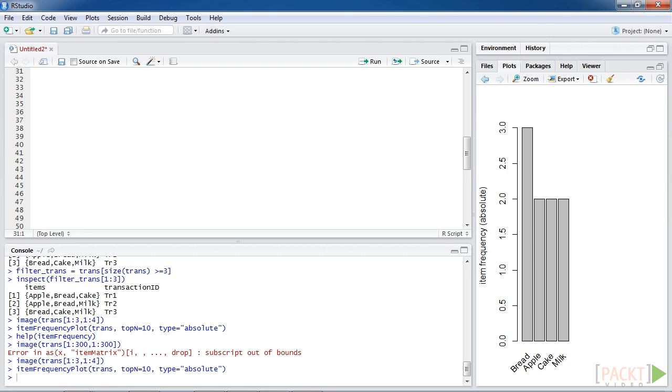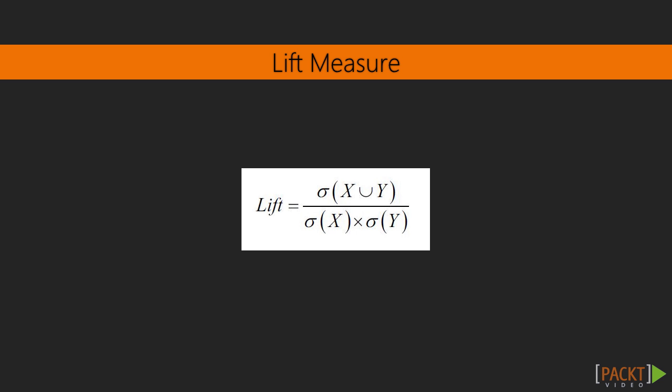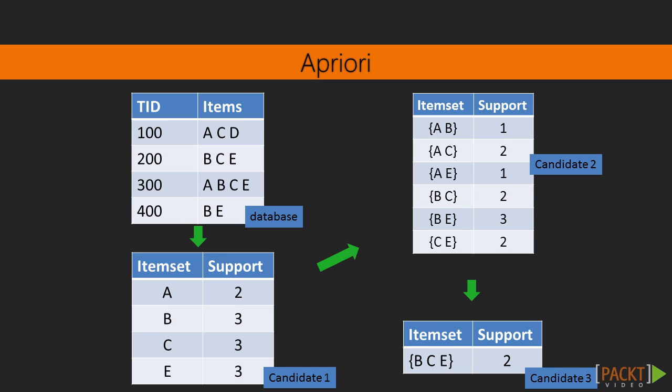Thus, we can use the third measure, lift, to evaluate the quality, ranking, of the rule. By definition, lift indicates the strength of a rule over the random co-occurrence of x and y. We can use lift in the following form. Then we can see what the apriori function is.